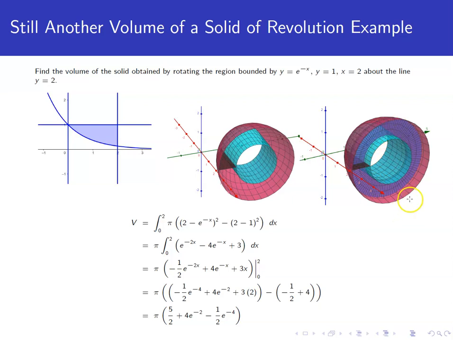To find the volume of a washer, we need a big radius and a small radius. The radius goes from the axis of rotation to the curve. Our axis of rotation is at 2, so to get our big radius, we go 2 minus e to the minus x, the distance from the axis of rotation to the curve. We'll square that radius. The small radius will be 2 minus 1, and then we'll square that radius.